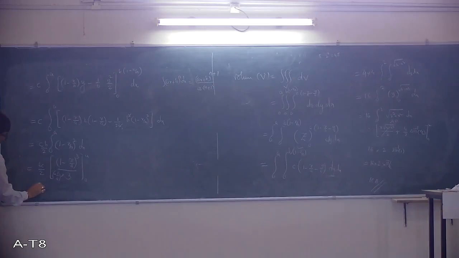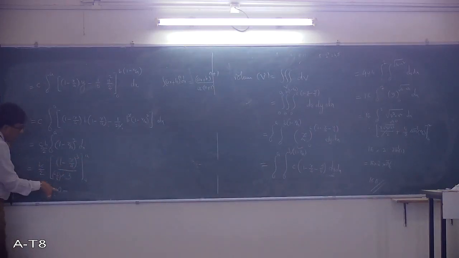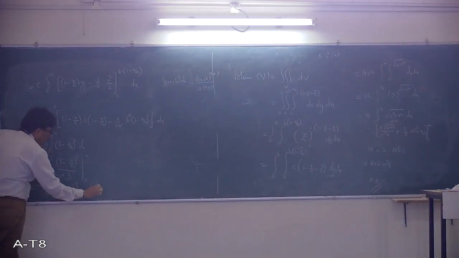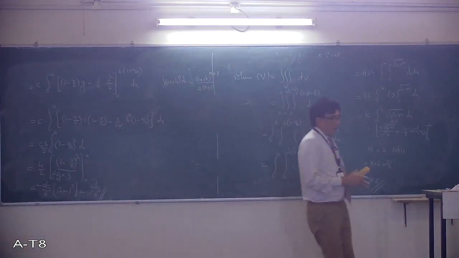This comes as minus a, b, c divided by 6, before substitution of the limits. When you substitute, for the upper limit a by a is 1, and 1 minus 1 is 0. For the lower limit, what happens? 1 cube. The total answer is abc divided by 6. This is the volume of the particular figure.